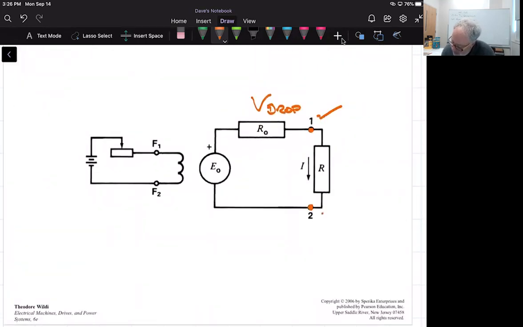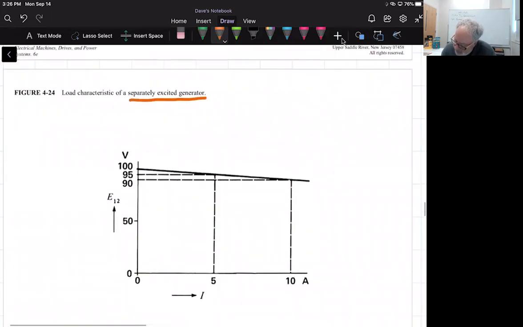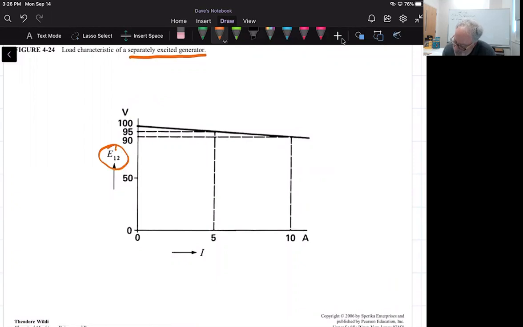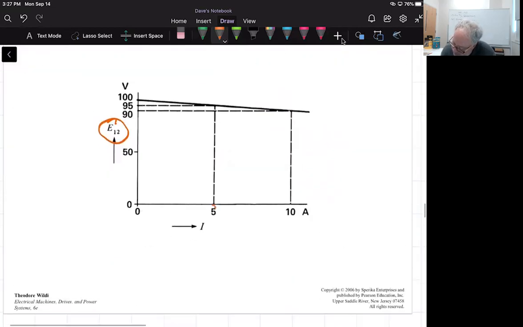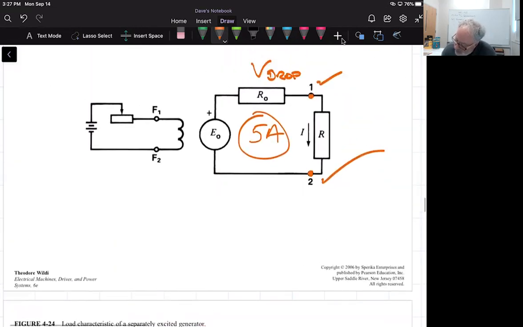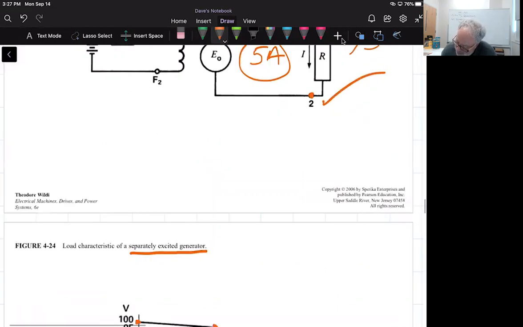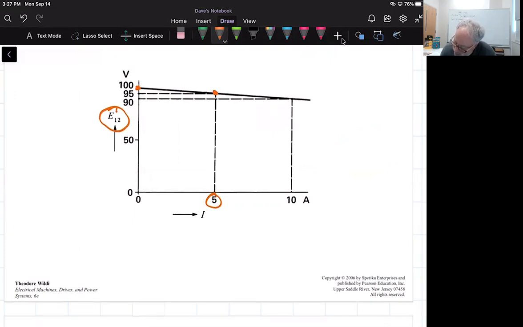Now, the voltage that we're referencing, looking at this figure 424, is the voltage that we see here and here. Here's our schematic representation, and here is that voltage, E sub 1, 2. Then we see the current that's flowing through the circuit. We'll pick this one here on the graph of 5 amps. At 5 amps, here's our curve. At no load, it was 100 volts. But at 5 amps, if we look at the voltage between 1 and 2, we're now looking at 95 volts. So the drop from 100 to 95 occurred across R sub 0. We dropped 5 volts across there because we had 5 amps of current.